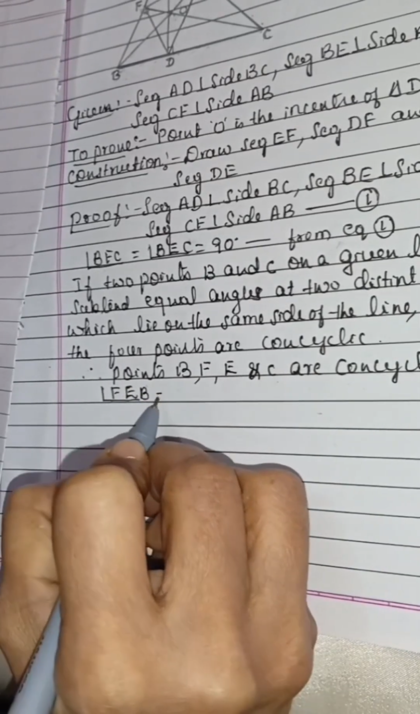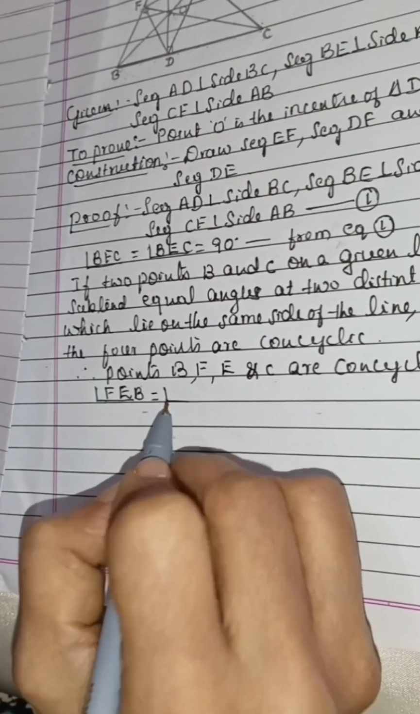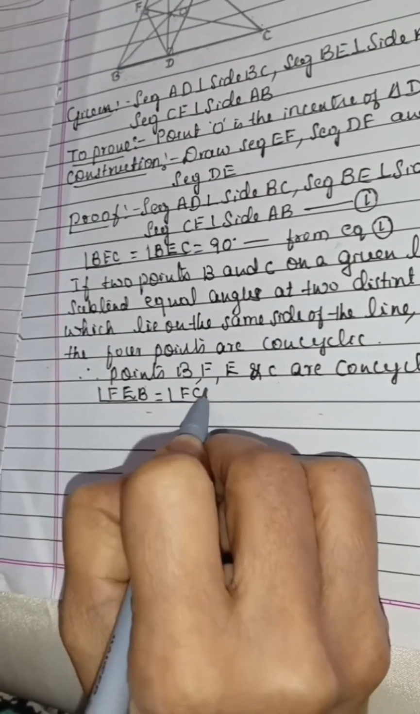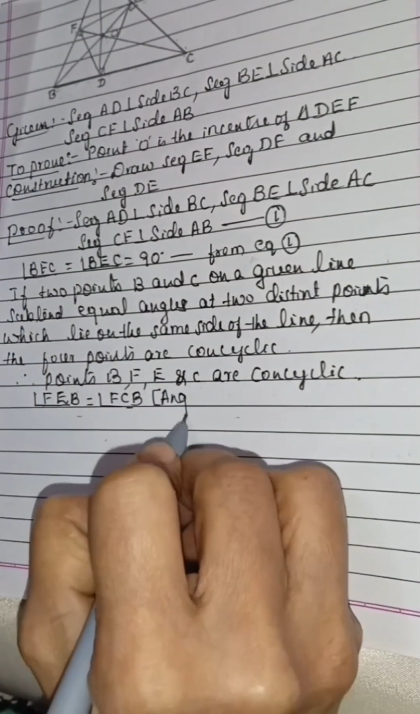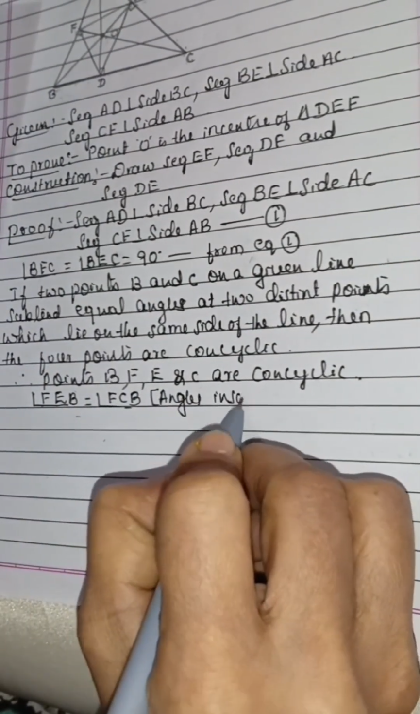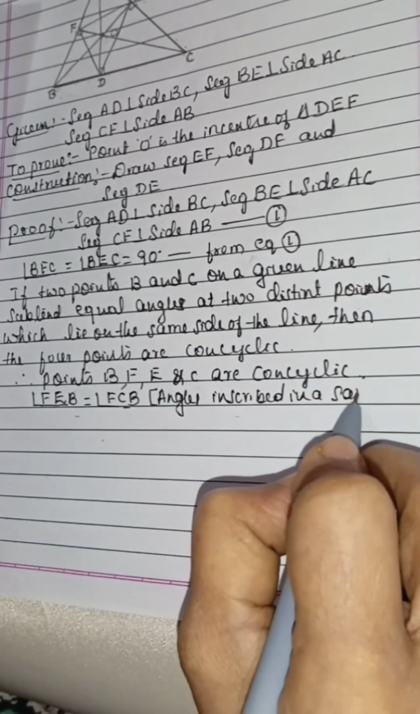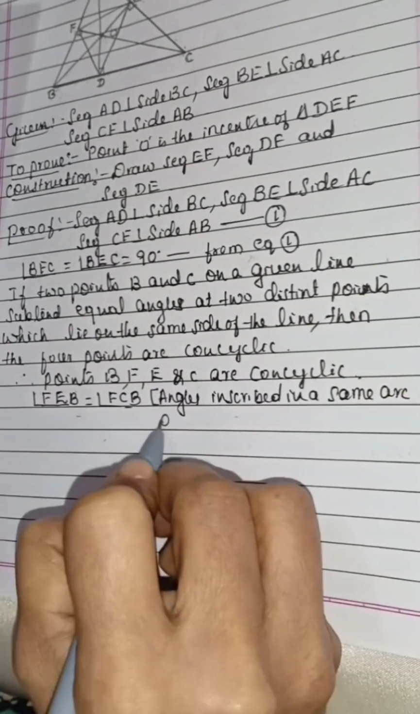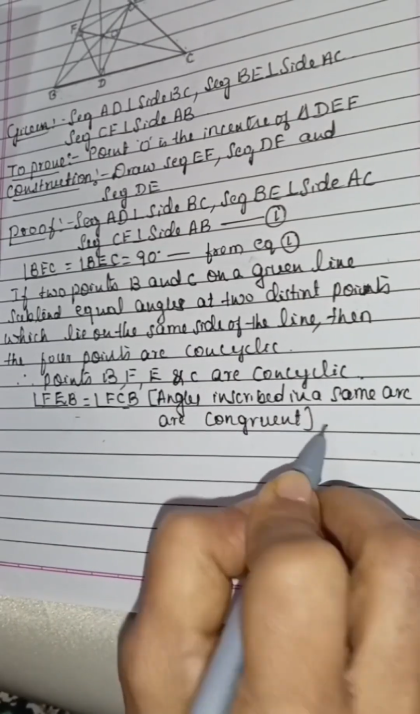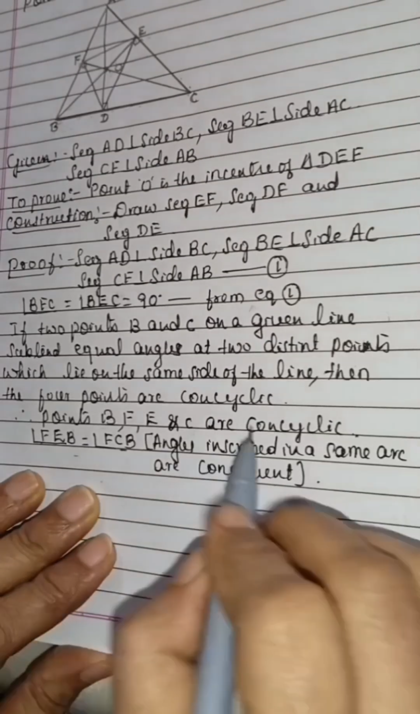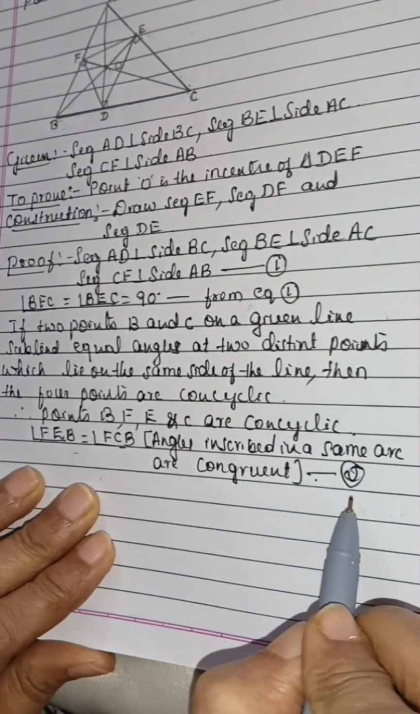Angle FEB is equal to angle FCB, because angles inscribed in the same arc are congruent. This will be equation number 2. This is equation number 1 and this is equation number 2.